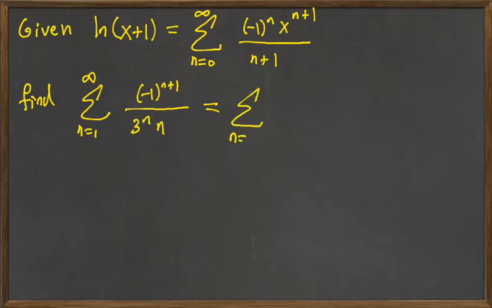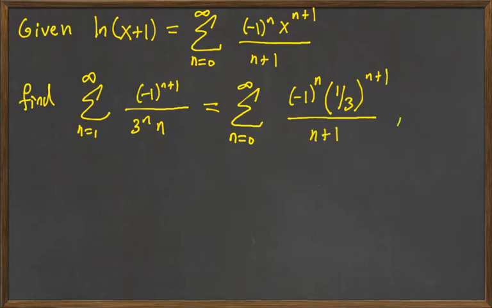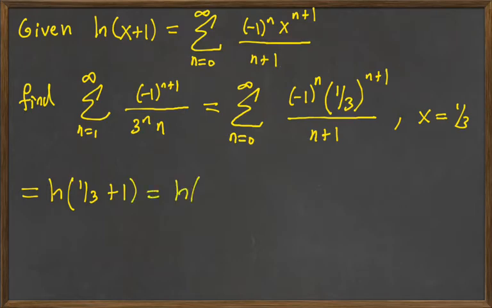So we're going to roll it back to an index starting at 0, and that'll be negative 1 to the n. And then that 3 to the n is going to act like our x to the n plus 1. That 3 to the n is the denominator, so we can write it as 1/3 to the n plus 1, and then all over n plus 1. And that's going to be our x, which is 1/3. And so this is going to be the natural log of 1/3 plus 1, which is the natural log of 4/3.